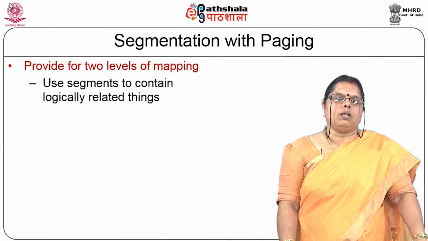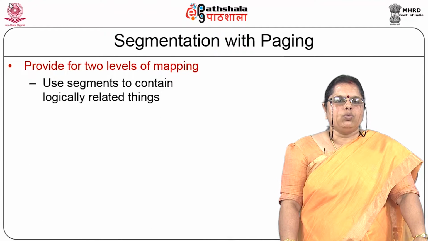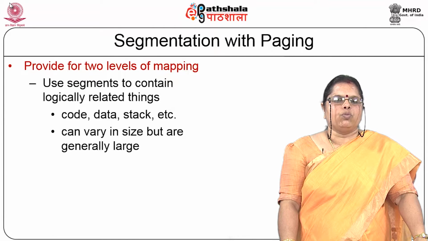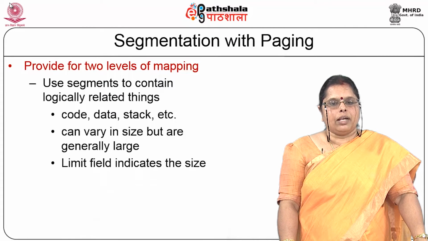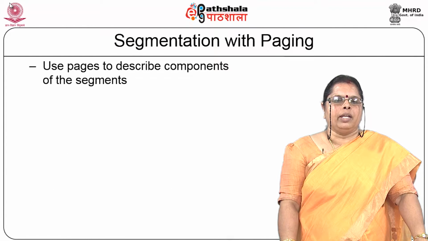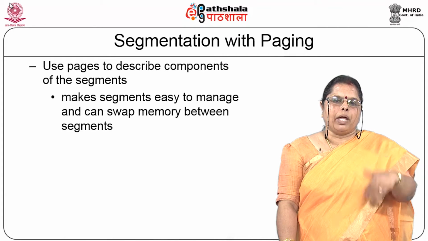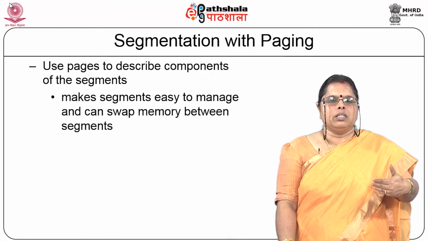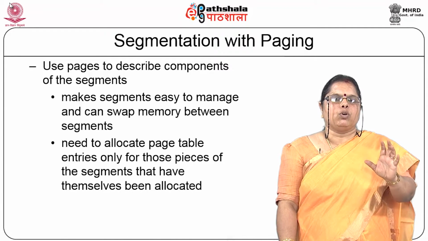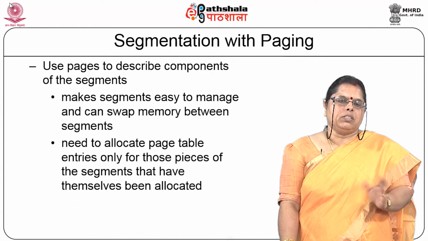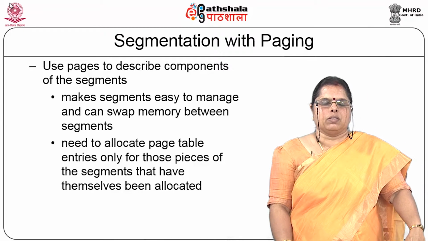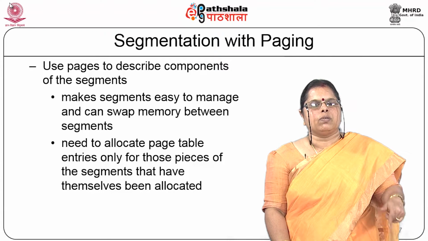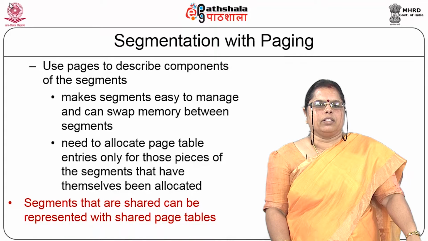So, this basically provides two levels of mapping. So, use segments to contain logically related things, which also gives you variable size limits, but are generally very large, where the limit field indicates your size, and then you use the pages to describe components of the segments. So, this makes segments easy to manage and can swap memory between segments, because you are now talking about only fixed size pages. So, the swapping process becomes much easier, and you need to allocate page table entries only for those pieces of the segments that have themselves been allocated.